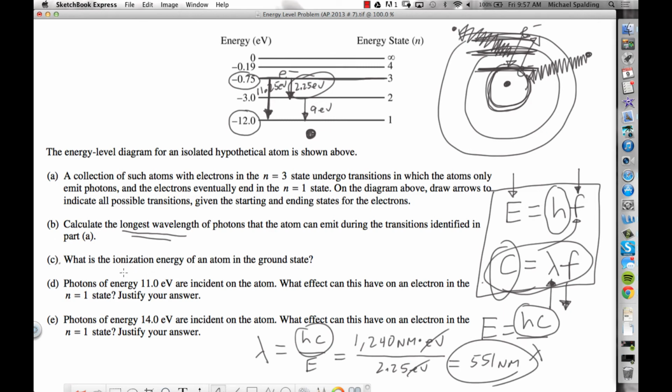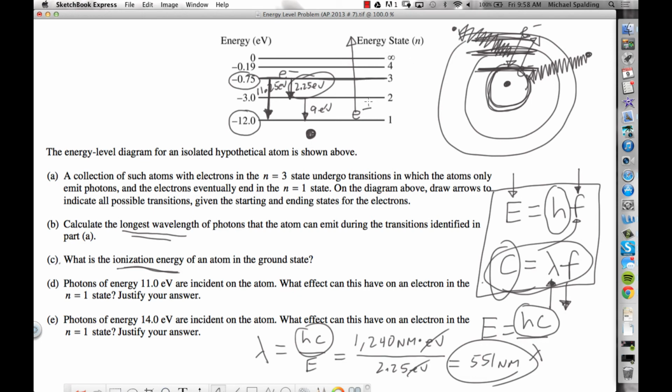Part C. What's the ionization energy of the atom? Well, look, how do you ionize an atom? By pulling electrons off. Or you could add electrons if you're making the atom negative. But look, so the ionization energy would be like if you have an electron here in the ground state, if you take that electron and pull it off the atom, what did you do to the atom? You turned the atom into a positive ion. When an atom loses an electron, it becomes positive.